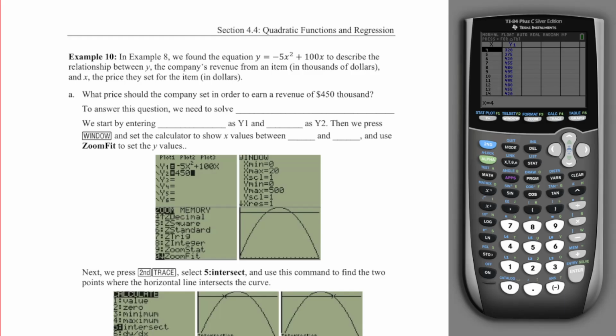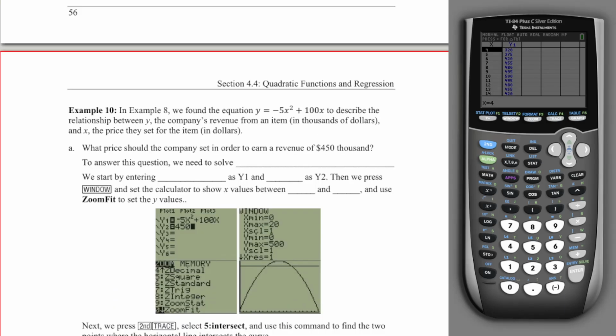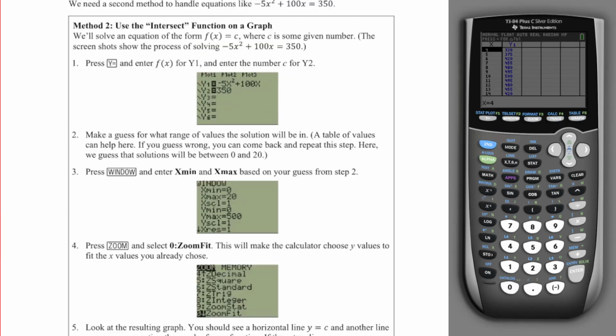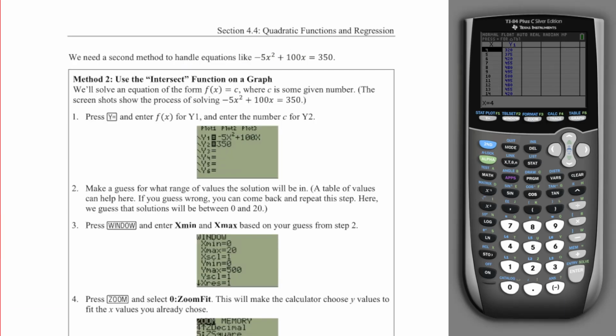So we're still working with the equation. No, we're going to go through the step-by-step instructions. So here we're just going to look at the screenshots, and then we'll do another example where we do all of the entry on the calculator.